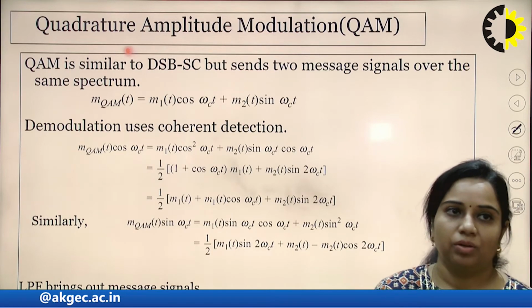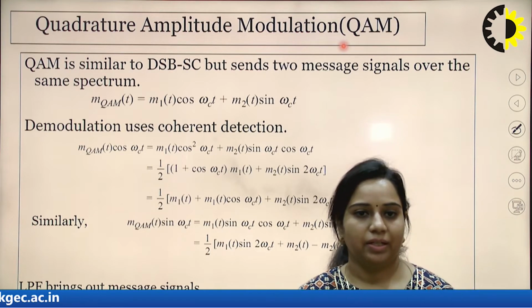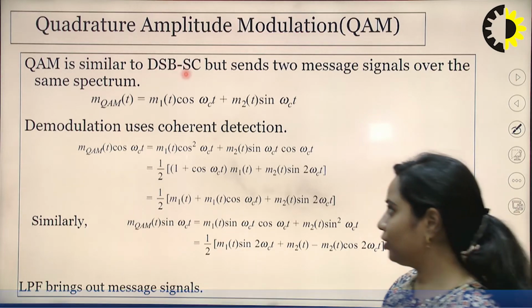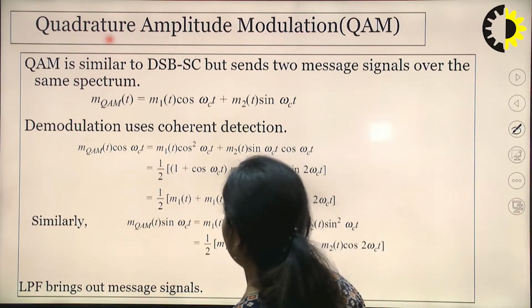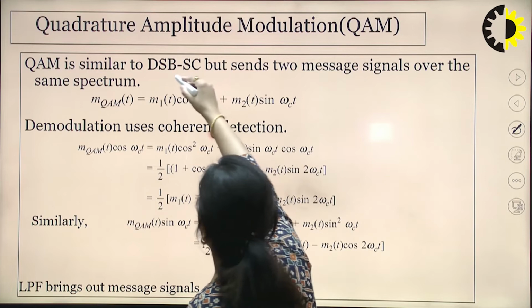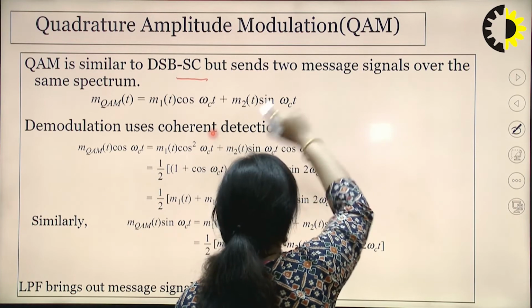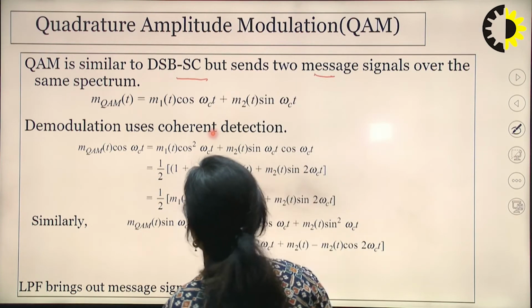Now next is quadrature amplitude modulation, that is another important kind of amplitude modulation technique. It is similar to DSB-SC, but it sends two message signals over the same spectrum.